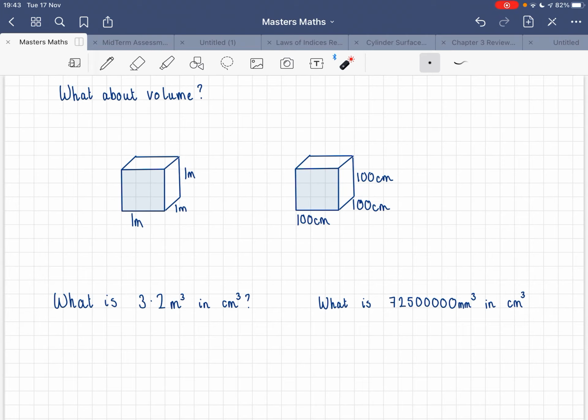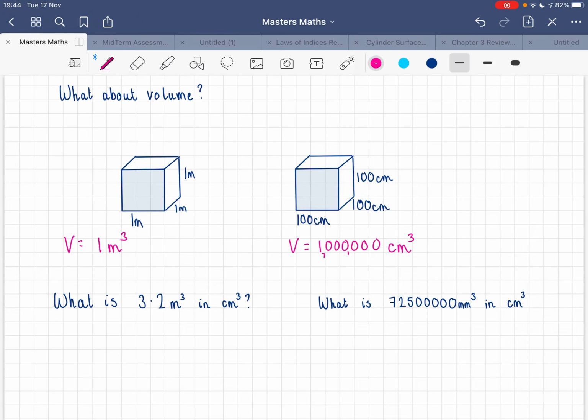So we have a similar diagram. We've got two cubes where the lengths are the same, just one's given in meters and one is given in centimeters. So here we have 1 meter, 1 meter, 1 meter, and here we have that changed into 100 centimeters. So the volume of this first cube would be 1 times 1 times 1, which is still 1 meters cubed. But for this one, we're doing 100 times 100 times 100. So 100 times 100 is 10,000, and then we're multiplying it by 100 again. So that makes 1 million centimeters cubed.